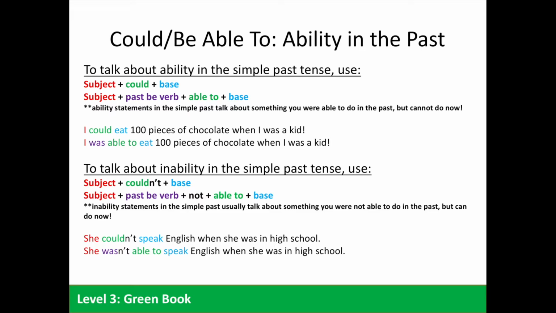Let's look at some examples. She couldn't speak English when she was in high school. She wasn't able to speak English when she was in high school. Take a minute, pause the video, and practice writing some statements using could and be able to about something in the past.